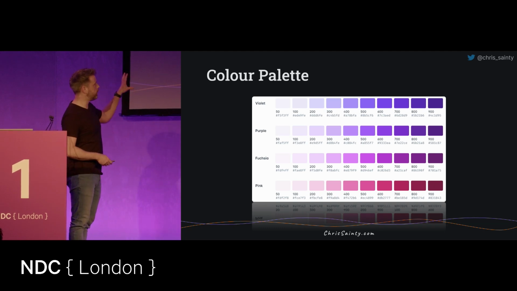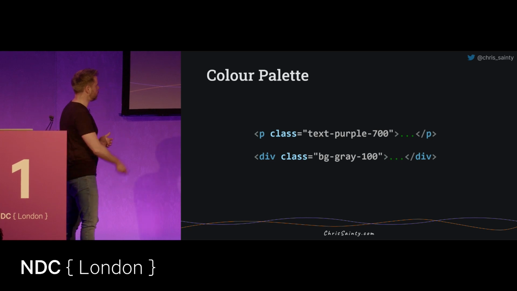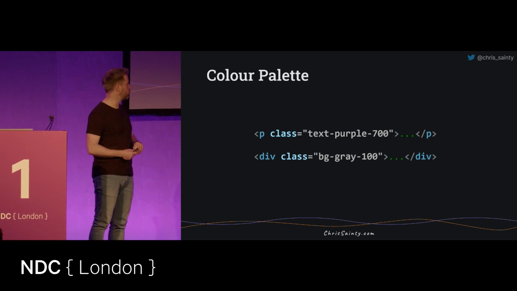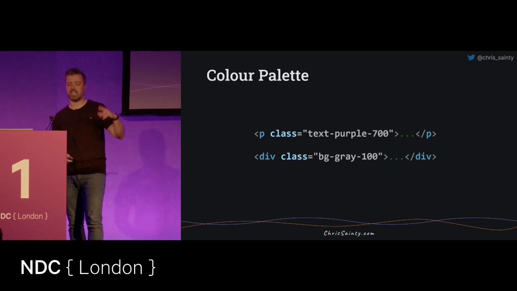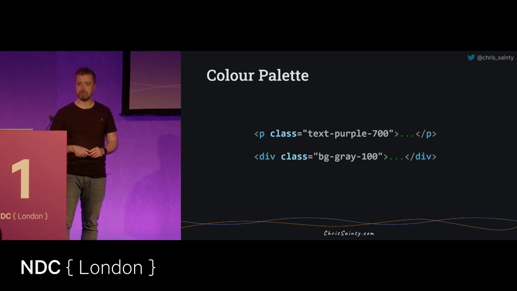So once you've configured this up in the configuration file, various utility classes can then use colors. So using them looks like this. If I want to color some text in a certain way, I just say text, color, and whatever shade I want to use. Same with background. I just do BG, color, and shade. Okay.